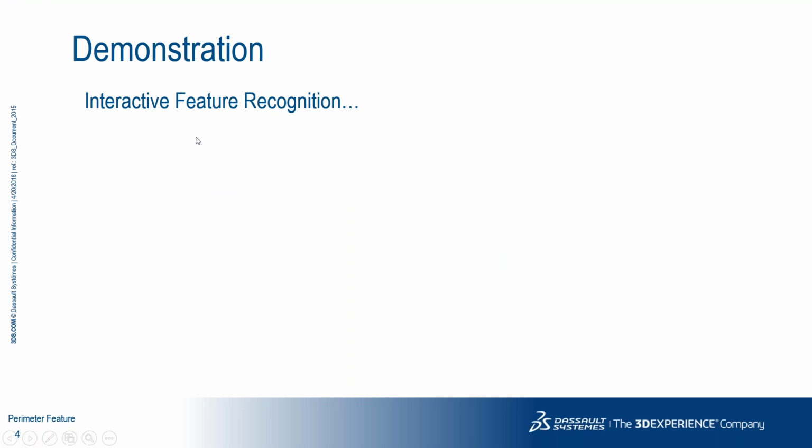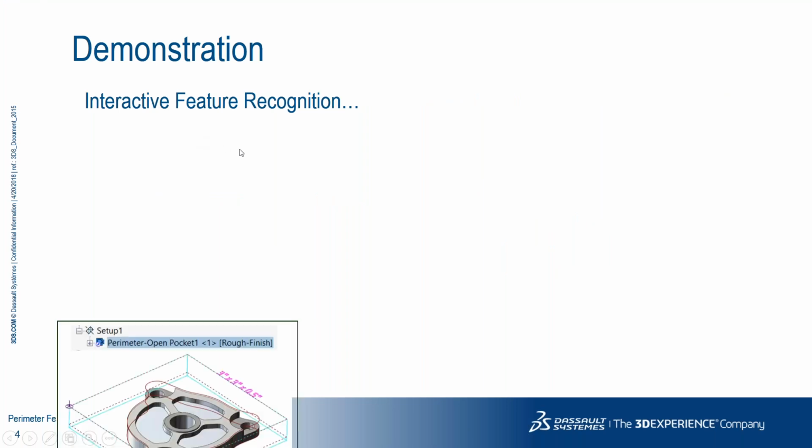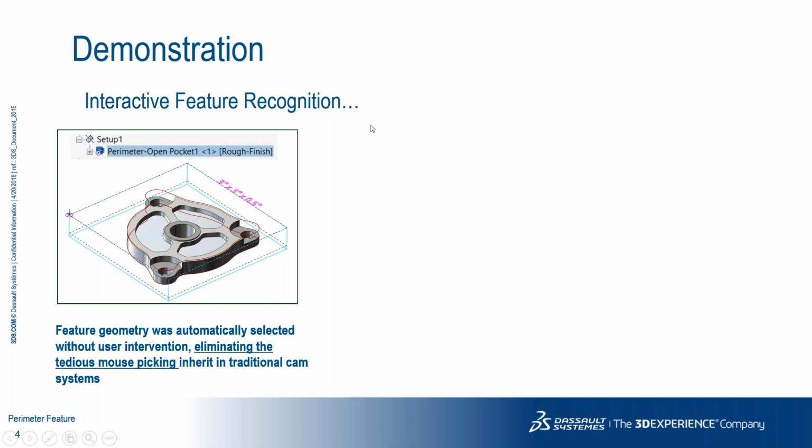So let's revisit a few of the things that I just showed you. Basically, feature geometry was automatically selected. You know, I didn't really have to pick any of the geometry. And what this does is this removes really the tedious mouse picking that you see in other CAM systems.